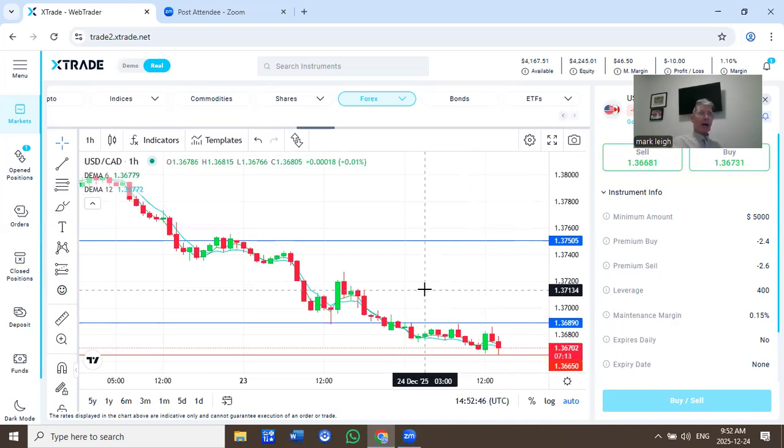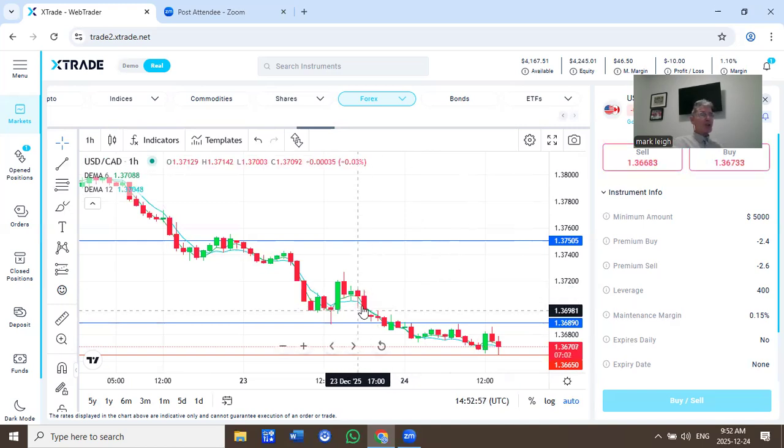But all in all, I'm looking at shorter time frames, not looking for long trends, and certainly not looking to set up long trends for now. Sticking to the shorter time frames.